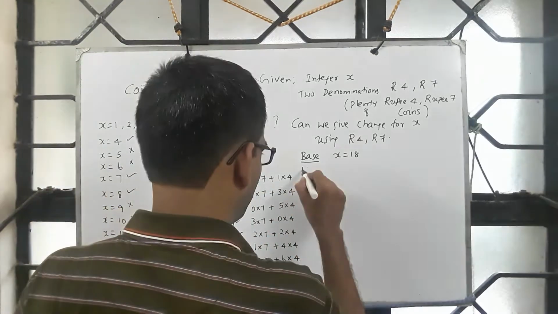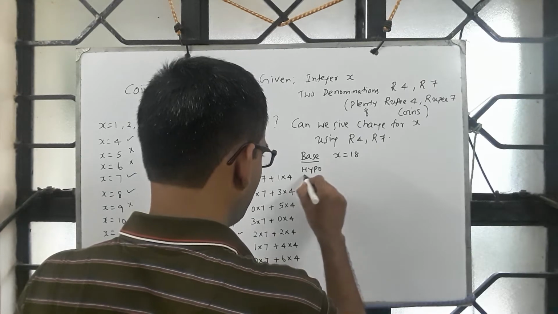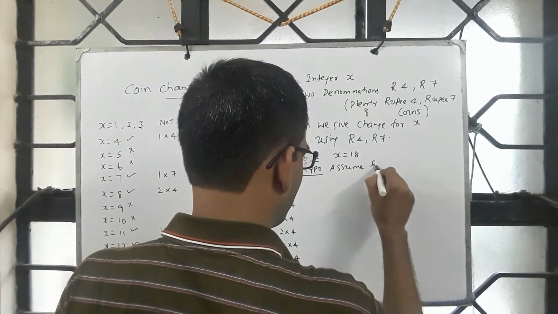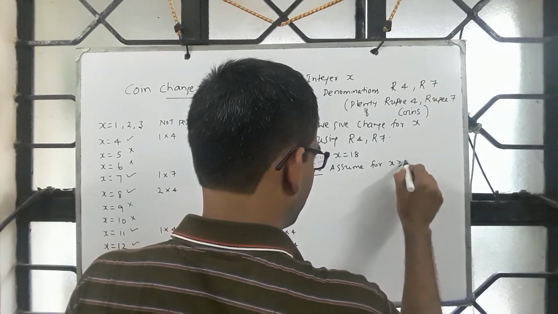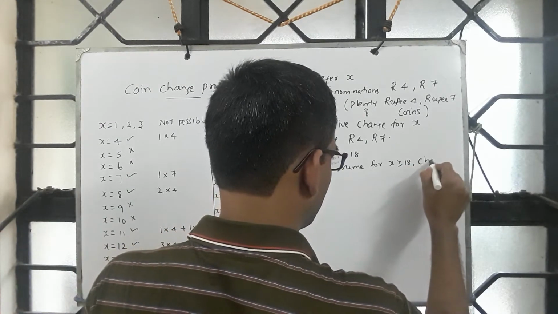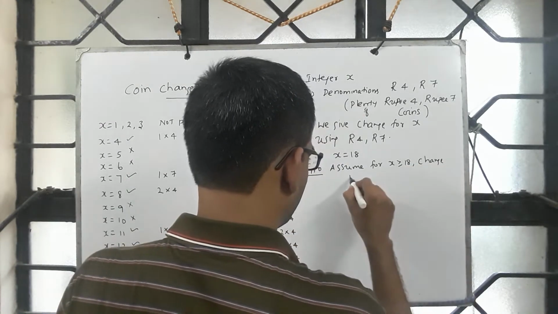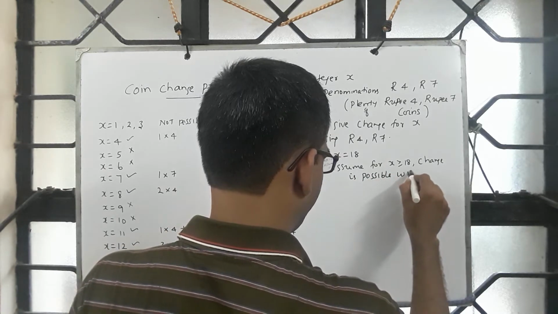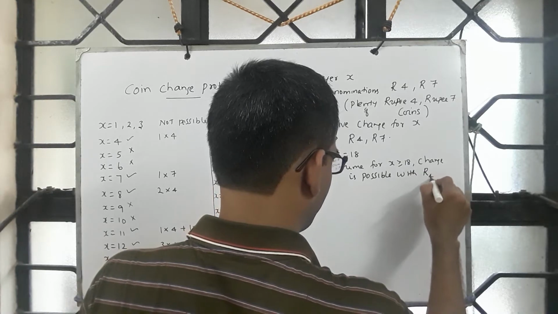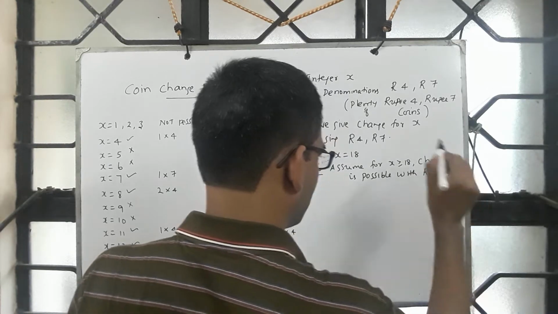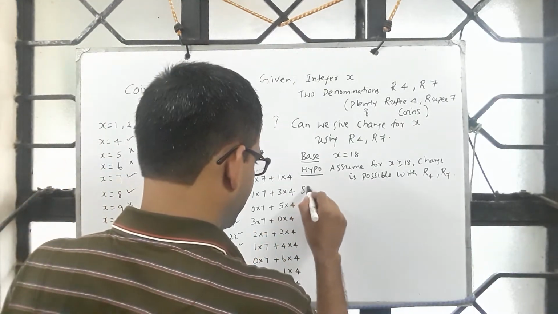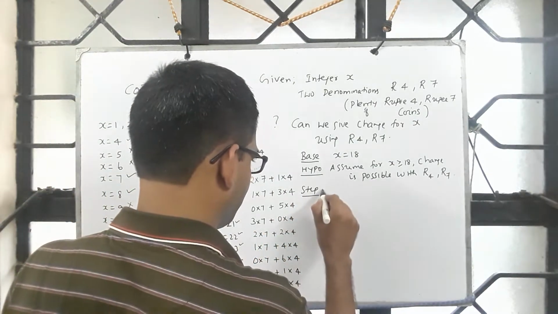Now the hypothesis. Assume for x greater than or equal to 18, change is possible with rupee 4 and rupee 7. Now let's get into the induction step.